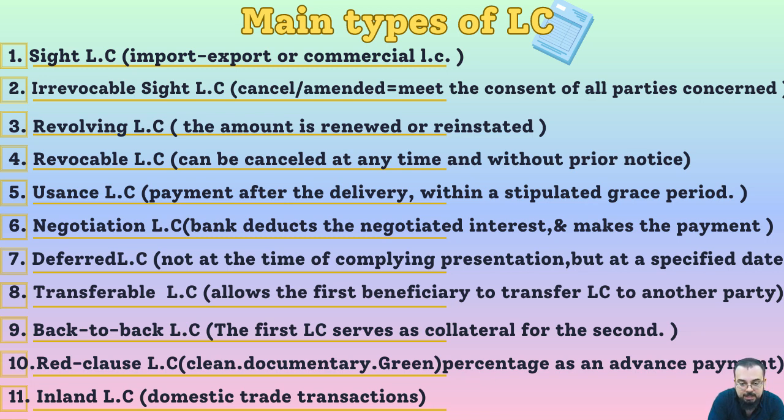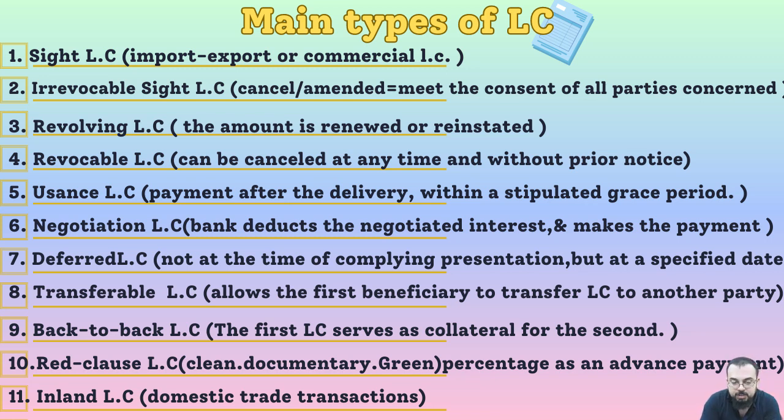The next one is usance LC. In this type, the issuing bank, the importer's bank, guarantees to make the payment by the present date. It means this credit is a type of LC wherein the buyer is allowed to make the payment after delivery and within a stipulated grace period. Unlike with sight LC, the buyer doesn't have to make payment immediately to receive the documents.